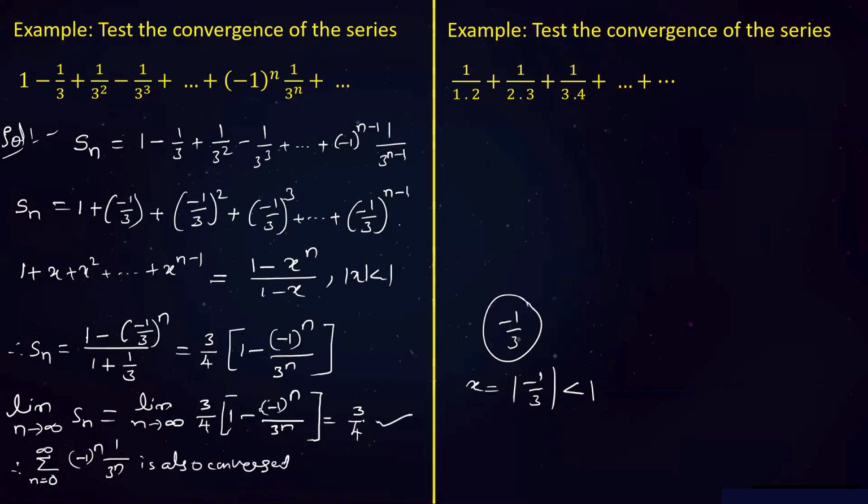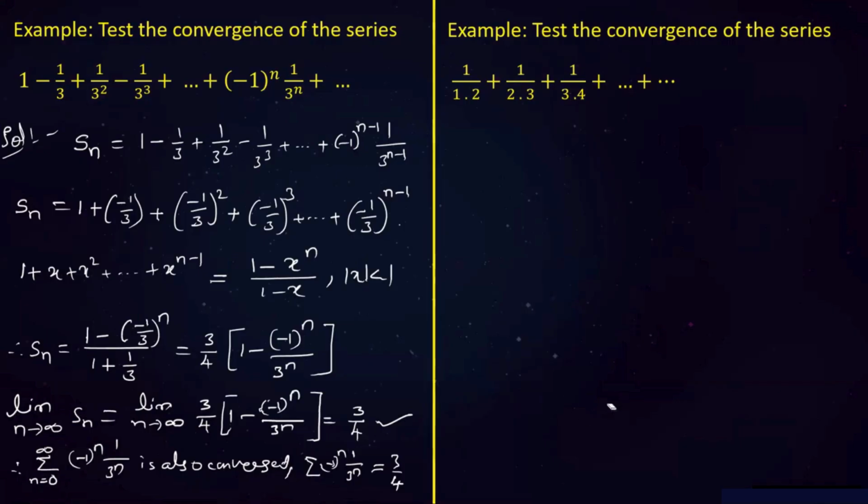Right? From here, when the limit is 3 by 4, you can say the sequence of partial sums is convergent. When that sequence of partial sums is convergent, then you can say even this series is also convergent. And moreover, when it converges to this 3 by 4, you can also say this summation, summation of (-1)^n times 3 by 3^n, even this summation value is also equal to 3 by 4. Like that, you can test whether a given series is convergent or not.